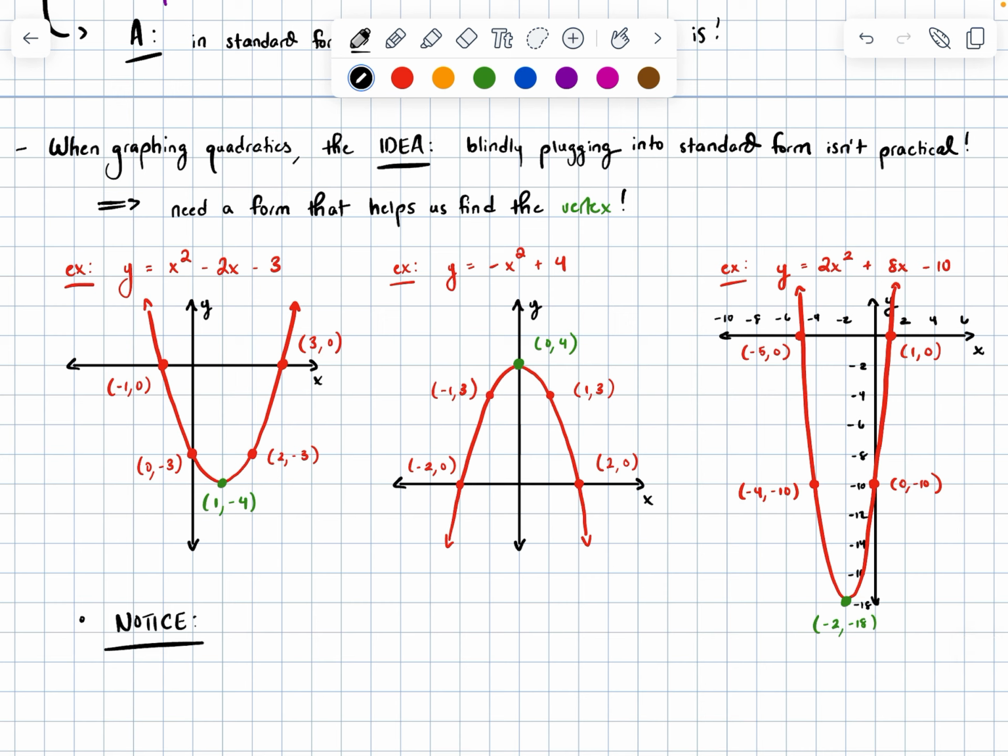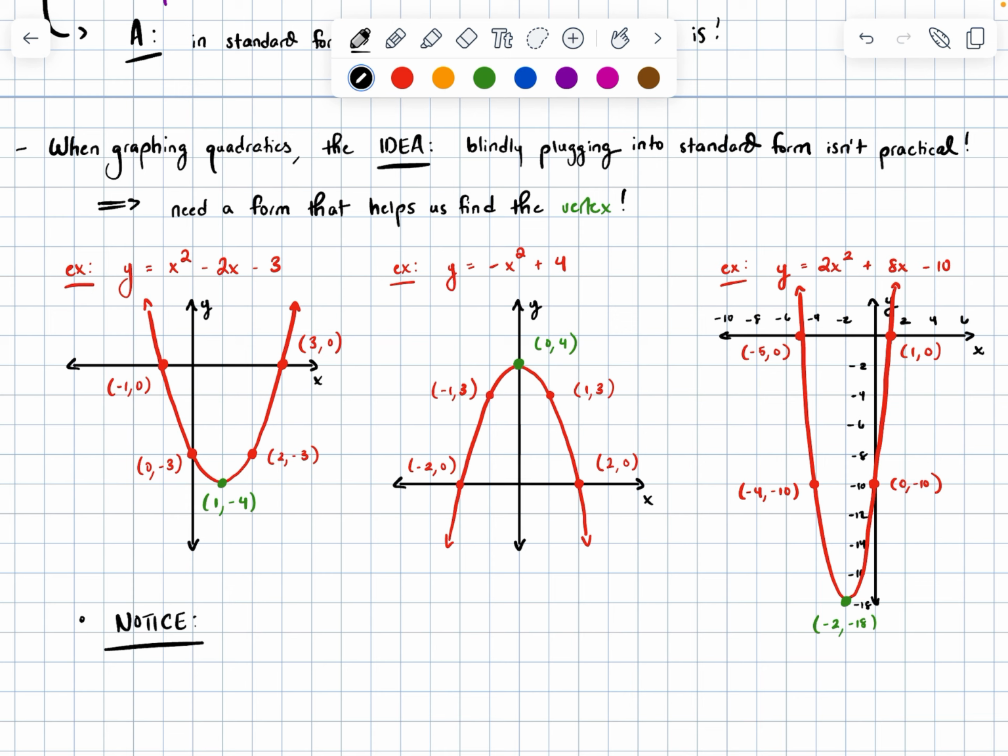So, if the idea is that blindly plugging into standard form and hoping we get lucky isn't very practical, to make graphing easier, we need a form for our quadratics that will help us find the vertex. And to help motivate where one such form comes from, let's see if we can notice any patterns about the relationship between each of the vertexes here in these graphs and any of their other characteristics.